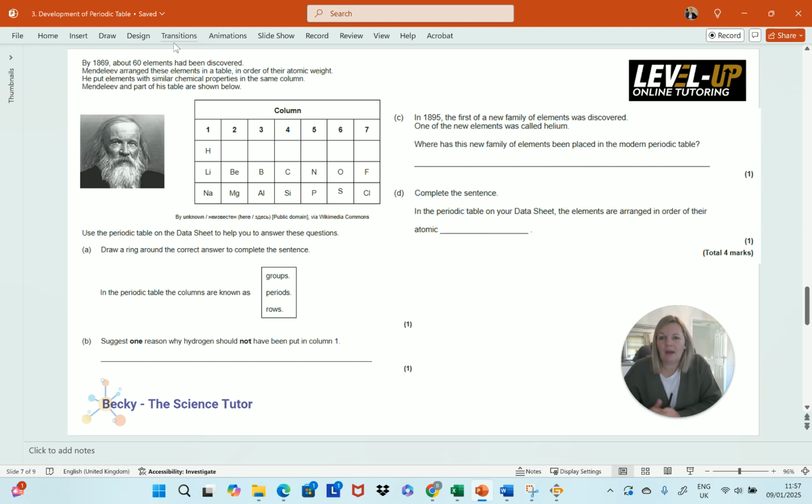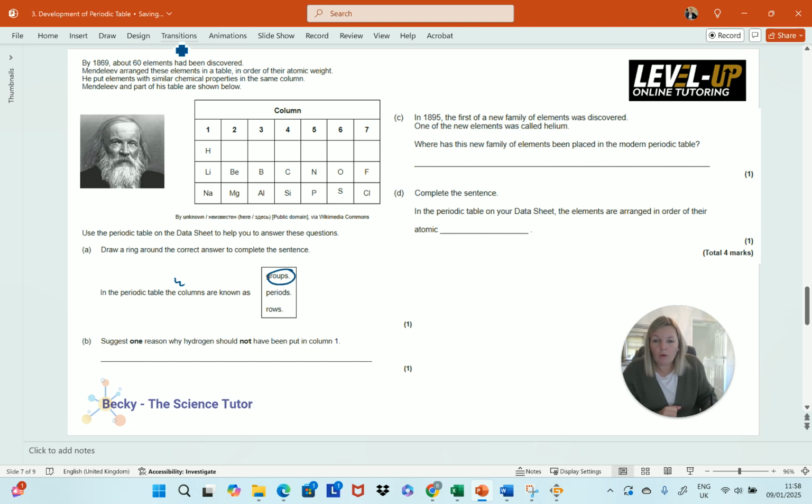And we've got part of his table that is shown in the diagram. Use the periodic table and the data sheet to help you answer these questions. Remember, you are given a copy of the periodic table in your exam. So draw a ring around the correct answer to complete the sentence. In the periodic table, the columns are known as the groups.